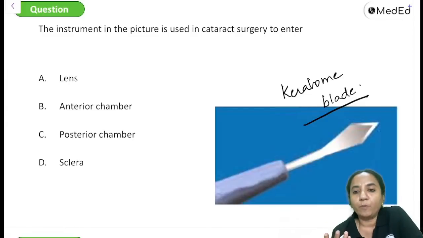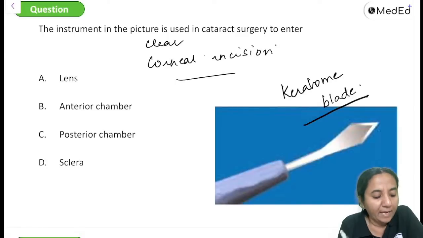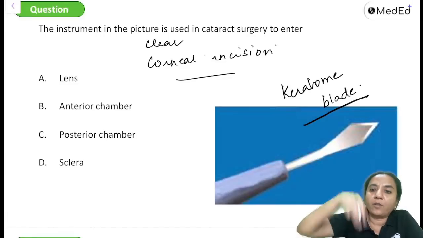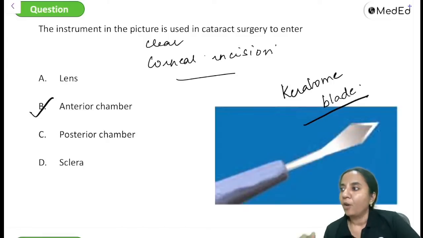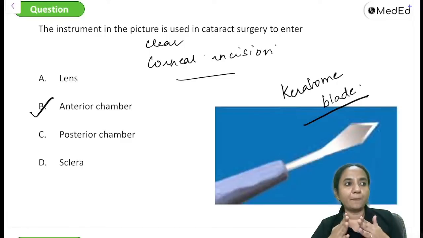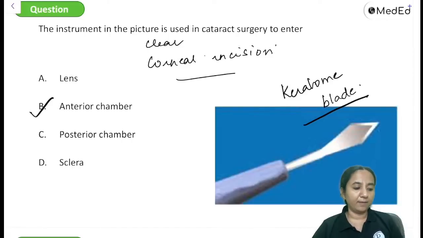So what is the keratome blade used for? It is meant for making the clear corneal incision. And what do you do with the help of the clear corneal incision? From the cornea you enter into the anterior chamber. Right? You are creating an incision from the cornea into the anterior chamber. That's the purpose of the incision. So this sharp cutting edge blade, the keratome blade, helps us to enter through the cornea into the anterior chamber. So that's why this is our answer.